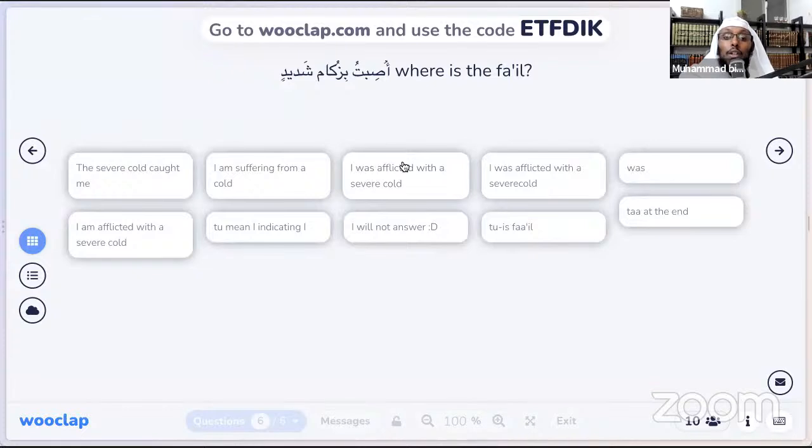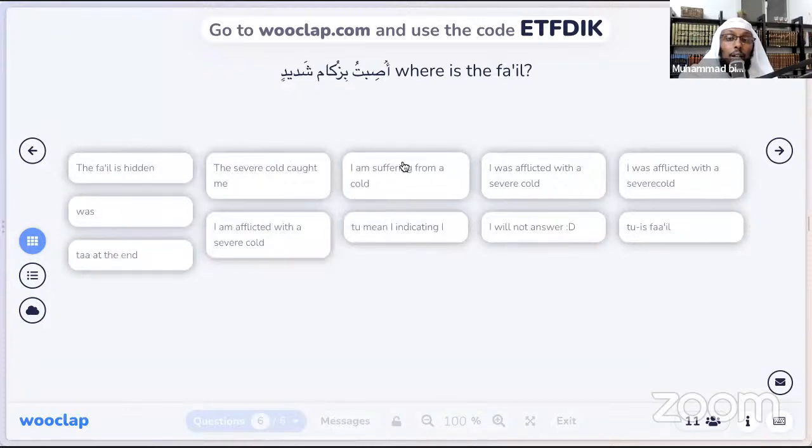All right. If you're saying the severe cold caught me and you have the verb to catch, let's say that means usiba or asaba, then يعني, who did the verb? That's basically my question. Who did the verb? Someone said the fa'il is hidden. Who did the verb? If the fa'il is hidden, then why did some of you say tu is the fa'il?